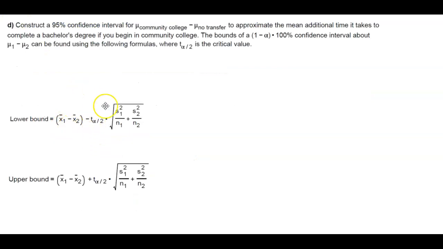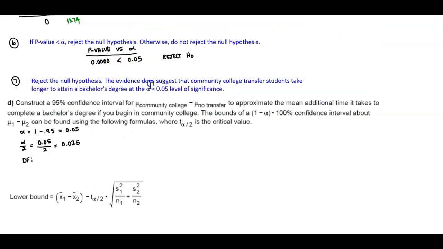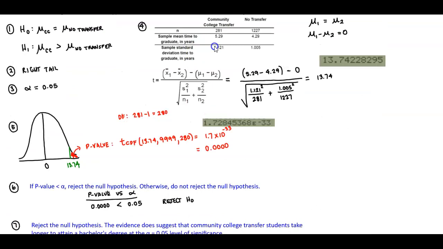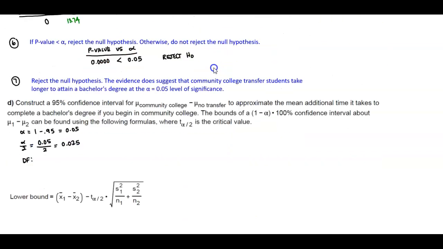Okay, so if we're going to do this by hand, we need to find the critical value for t. And we know that alpha is going to equal 1 minus 0.95, or 95%, which gives us 0.05. And then we know that alpha divided by 2 is going to be 0.05 divided by 2, which gives us 0.025. Now we need to look at the degrees of freedom. So if we use the degrees of freedom choosing the smaller of the two, we would use 281.